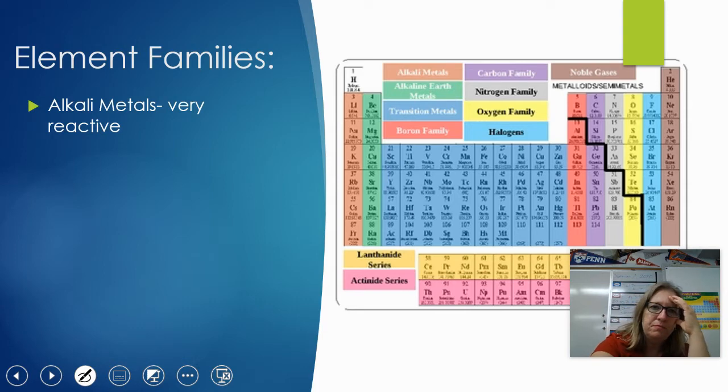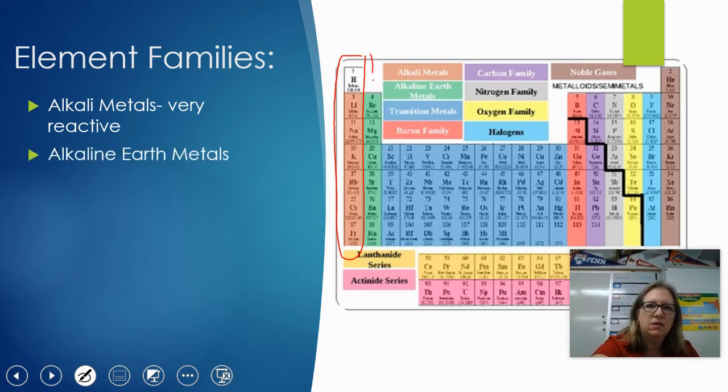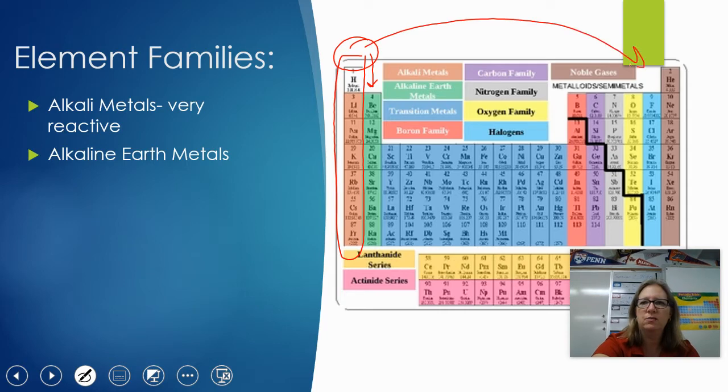The first one, family number 1 right here, are the alkali metals. They only have one valence electron, which makes them very reactive. They want to give that electron away so that they can get down to that more stable inner ring of electrons, okay? Right next to that, we have what's known as the alkaline earth metals, and they have 2 valence electrons. Both of these groups actually like to react with things over on this side of the periodic table, okay?